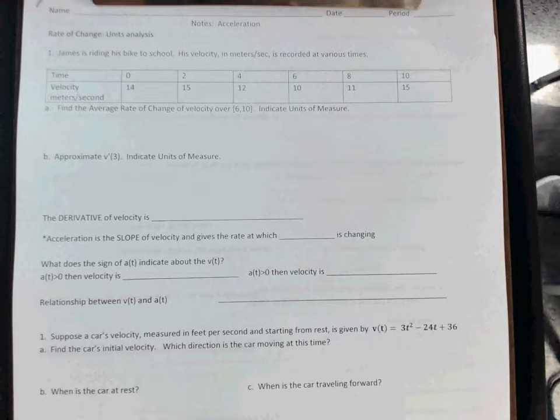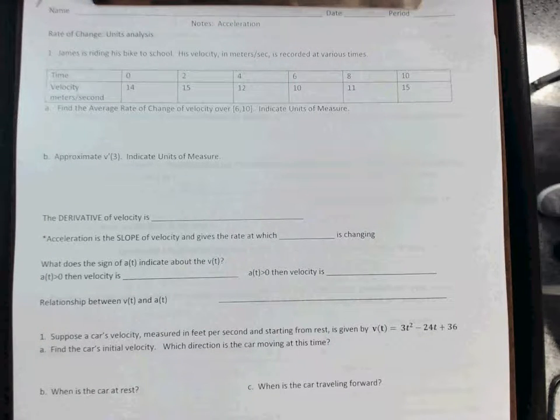Okay, we're going to do acceleration. So remember Monday, Tuesday, we were doing the first derivative test for velocity. What do you guess we're doing today? Second derivative test for acceleration. Now, we're going to warm up with a little table problem.